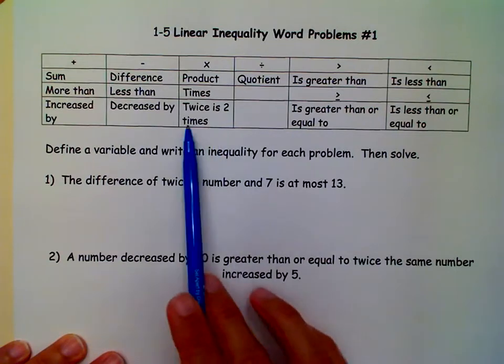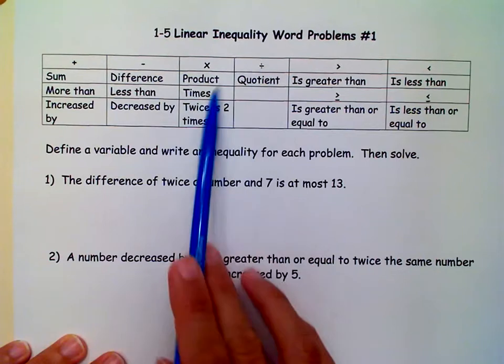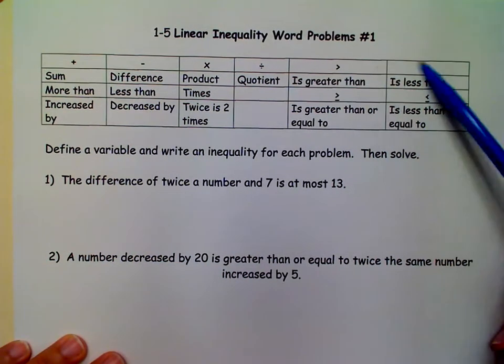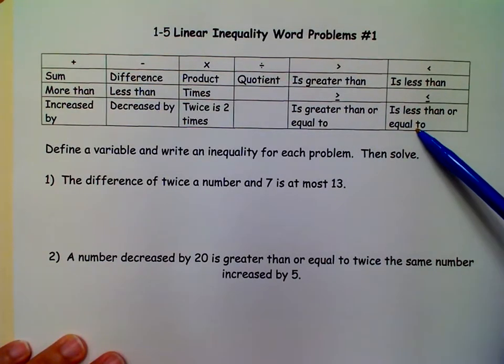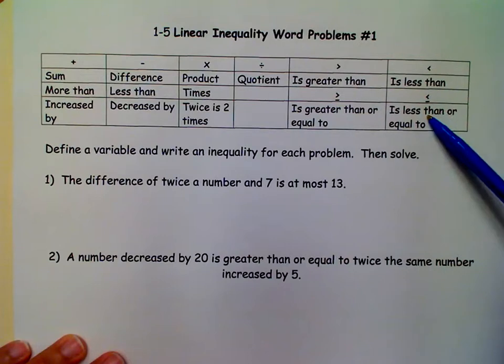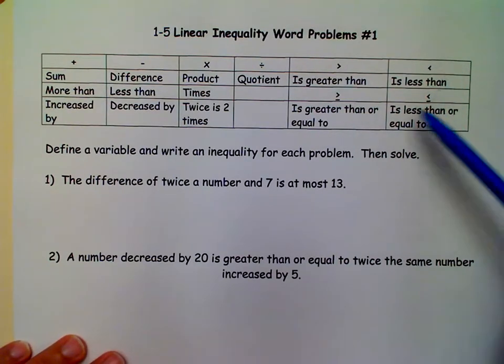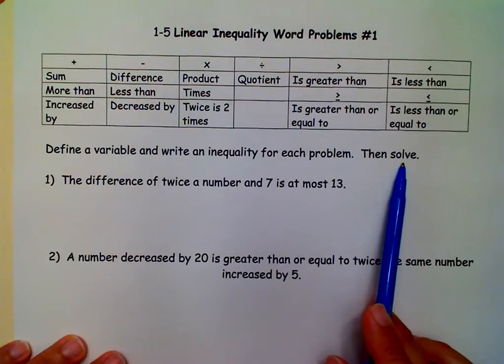So if you remember what these things mean: addition, subtraction, multiplication, and division, and the words that are sometimes used for that. And then we have less than and greater than and what you sometimes see. There are others, so I encourage you to make a big chart and to keep adding to it words that you find that mean those things. So the directions say define a variable and write an inequality for each problem and then solve.